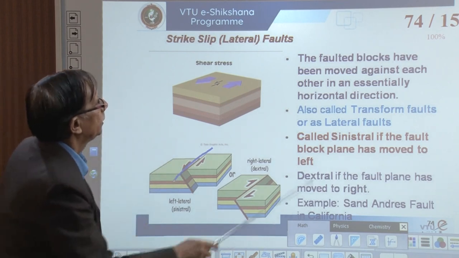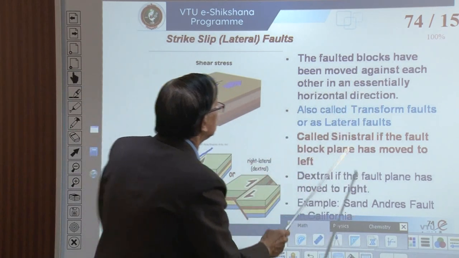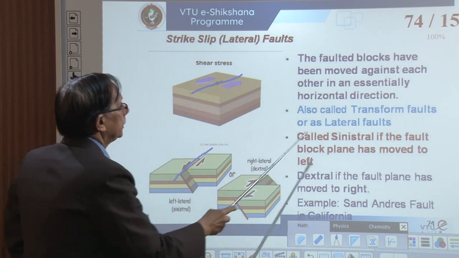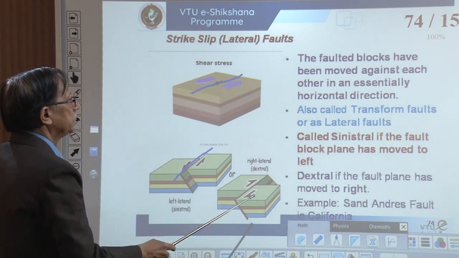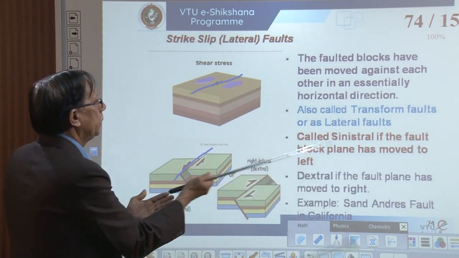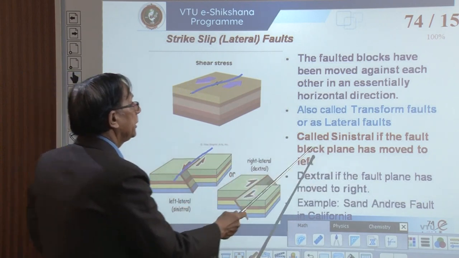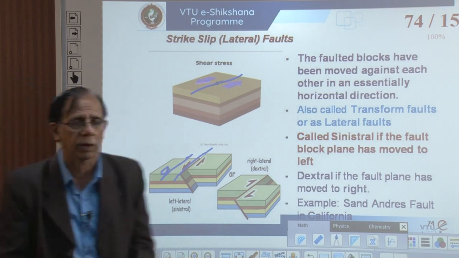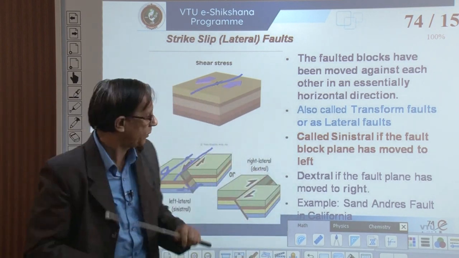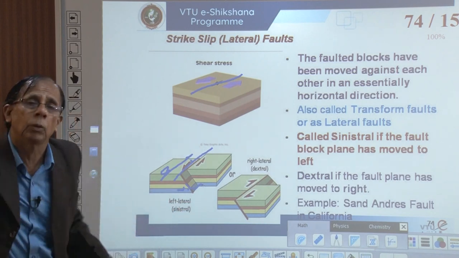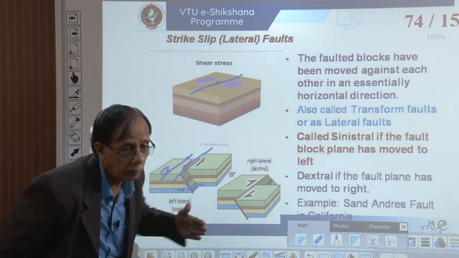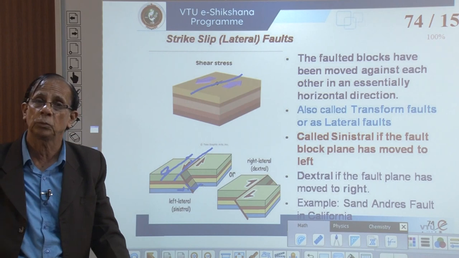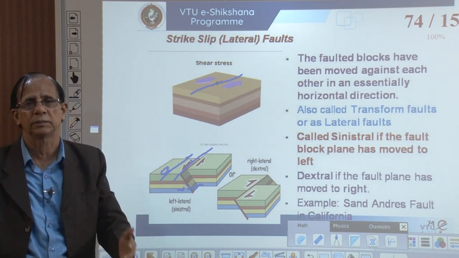Just now we have mentioned that faulted blocks have been moved against each other essentially in a horizontal direction, like this. They are also called transform faults or lateral faults. Horizontal movement, no vertical movement has taken place. And they are also called sinistral and dextral. If this block came this way, I am standing here. Correct? See, if I am standing here and my right side block moved or my left block has moved, depending on whether the right block or the left block has moved, we have sinistral and dextral situations.